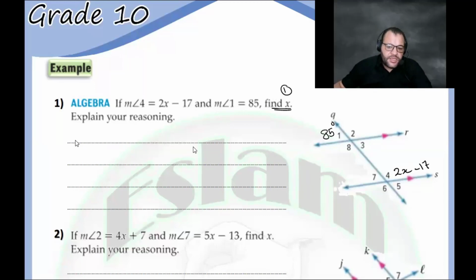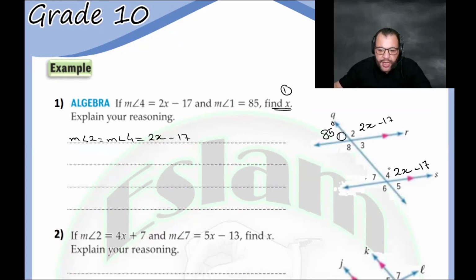From the beginning, we can say that the measure of angle 1 equals 85, or we can say that angle 2 equals angle 4, so this angle will be 2x minus 17. I would choose any one of them, both have the same solution. So the measure of angle 2 equals the measure of angle 4 equals 2x minus 17. Why am I doing that? Because there is no direct relation between 1 and 4. You have to find one common angle between them. So now we find the measure of angle 2.